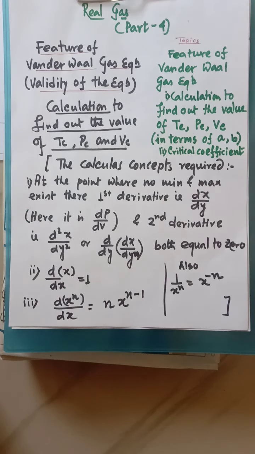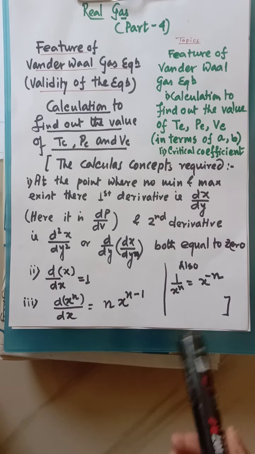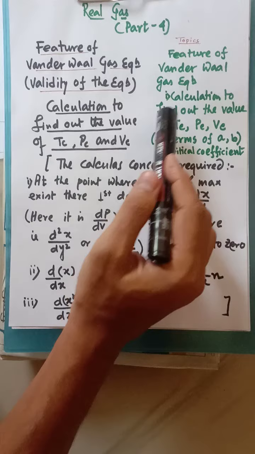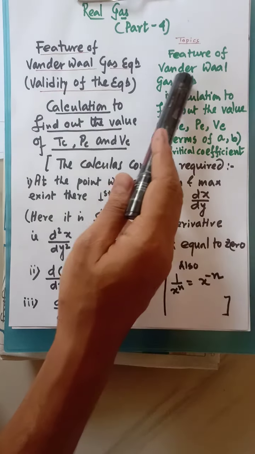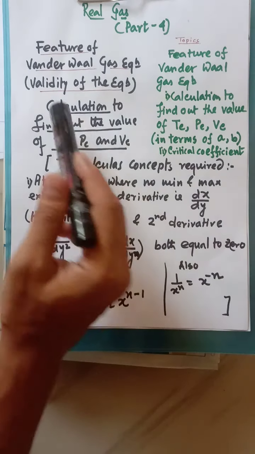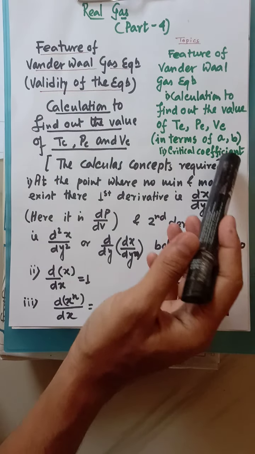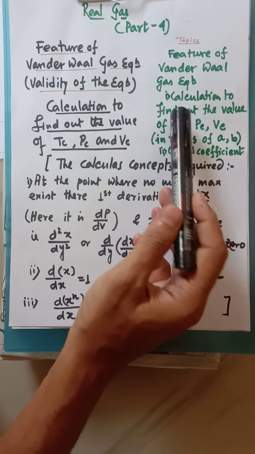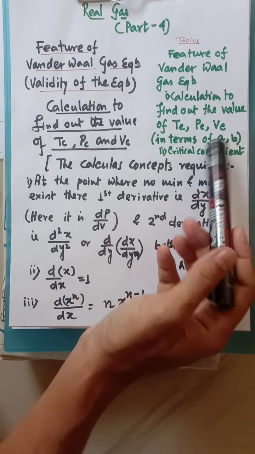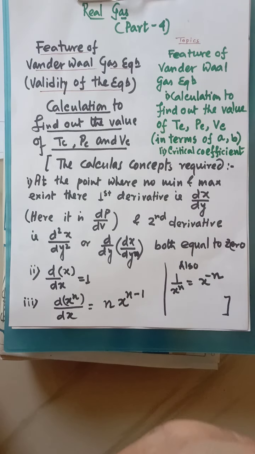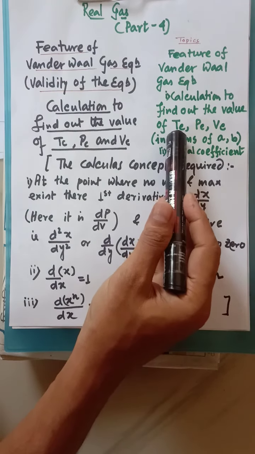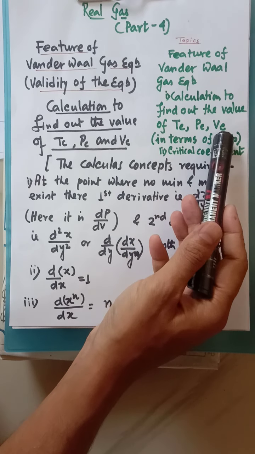This is part 4 of real gas. It is a continuation of the last part, that means the feature of the van der Waals gas equation. In the last part we started the validity of that equation, that is the calculation to find out the value of Tc, for critical. In the last video we discussed the critical state, critical temperature, critical pressure, as well as critical volume.